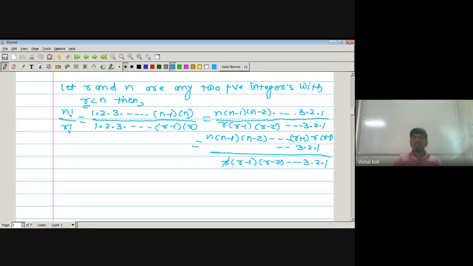So this r gets cancelled. Similarly, r minus 1, r minus 1, and up to 3, 3, 2, 2, 1, 1. Which is nothing but n into n minus 1 into n minus 2 up to r plus 1. So here we get n factorial divided by r factorial is n into n minus 1 into n minus 2 up to r plus 1.